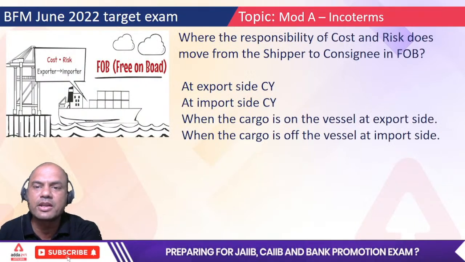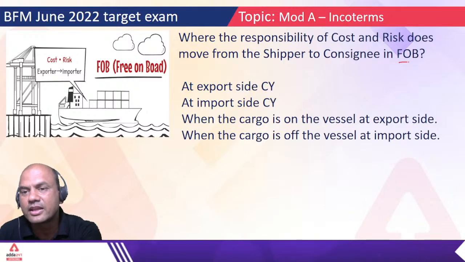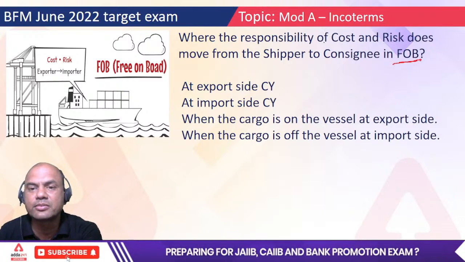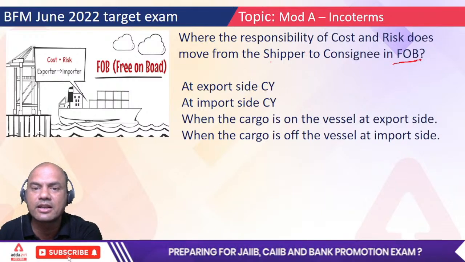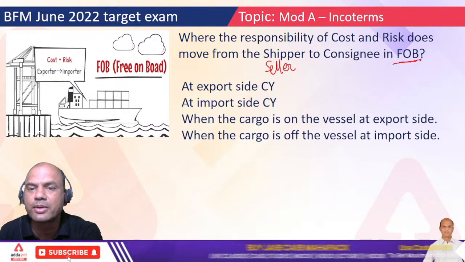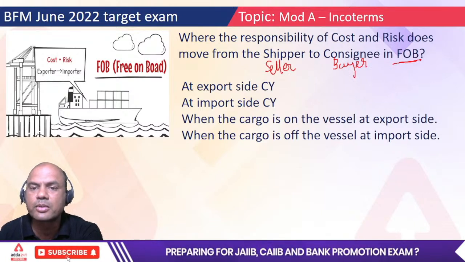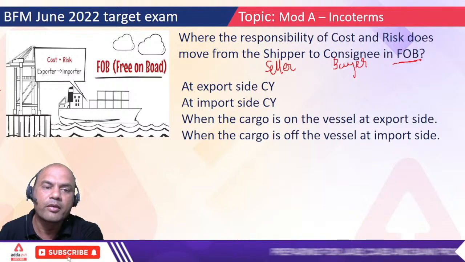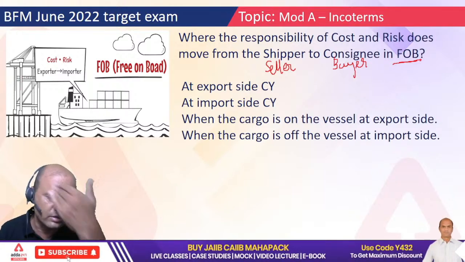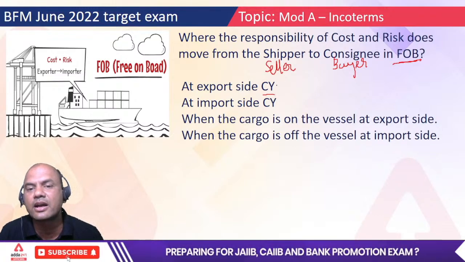Where does the responsibility of cost and risk move from shipper to consignee in FOB? In FOB, the shipper means the seller. Always remember these terms. Consignee means buyer. So the risk moves from seller to buyer in FOB. Where? What do you mean by FOB? Goods are loaded here on this ship, right? So at the export side, CY, the container yard, it's called.